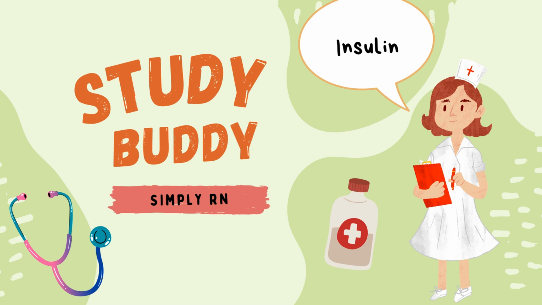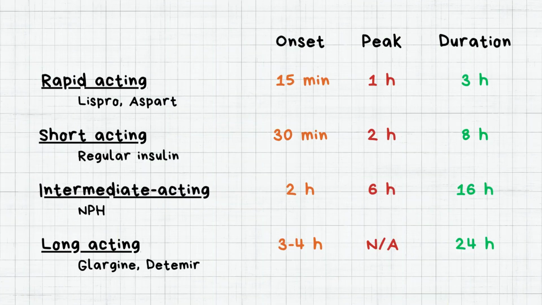Okay, let's review the onset and peak time for each type because it is commonly tested on NCLEX. The onset for rapid-acting and short-acting is 15 minutes and 30 minutes, so make sure meals will be ready by that time. And intermediate and long-acting start to work in 2 hours and 4 hours, respectively. So remember, the onset for each type is 15 minutes, 30 minutes, 2 hours, and 4 hours.